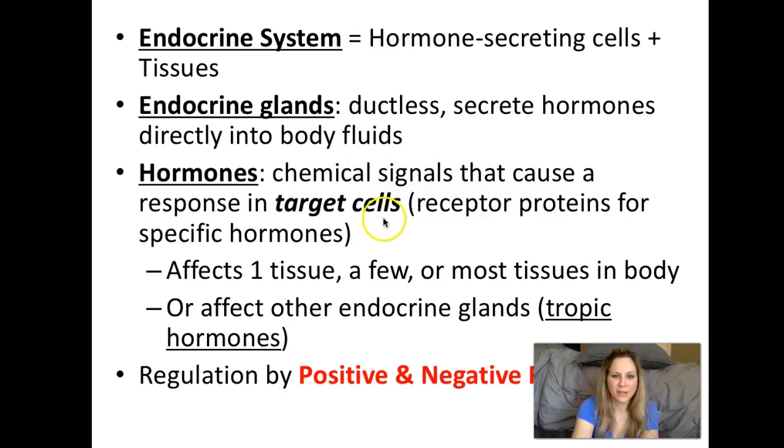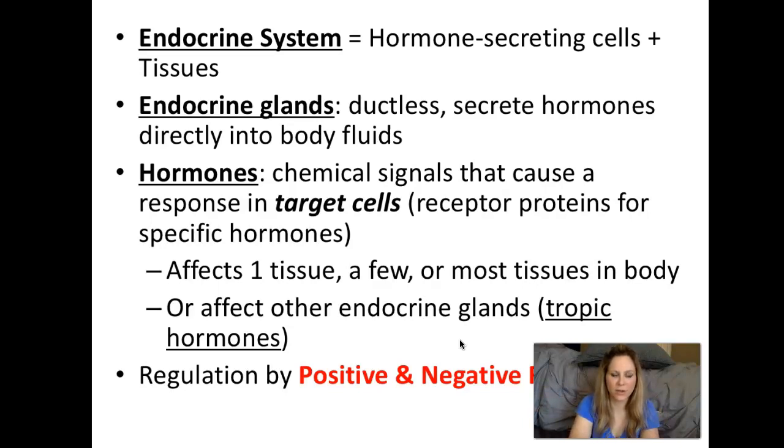The hormones are going to be the chemical signals that are released from the glands. Chemical signal hormones can affect one tissue, a few tissues, or most tissues. I will talk about how epinephrine is going to have an effect on multiple tissues. And you can have hormones that are going to act as tropic hormones. That means one gland is going to release the hormone. That hormone is going to go to another gland and cause that gland to release a different hormone. An example would be with the regulation of the thyroid.